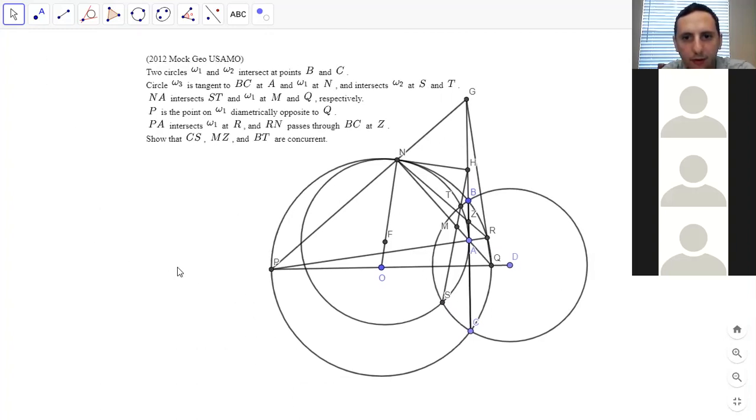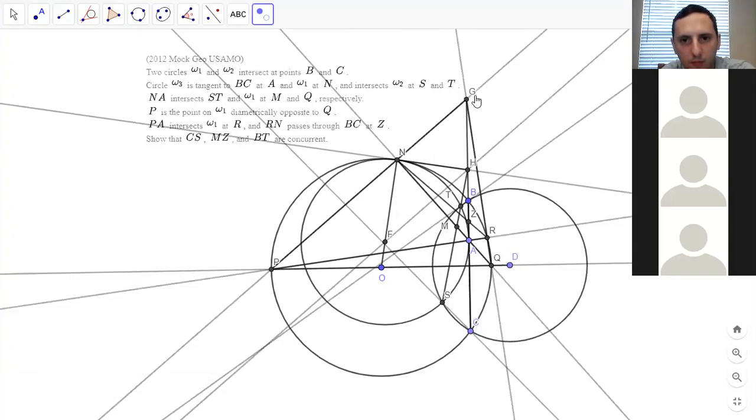So that's a nice solution. You don't really need point G. Yes. Let me hide point G. That was easier than I thought.